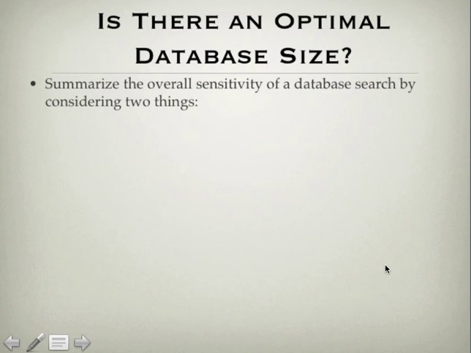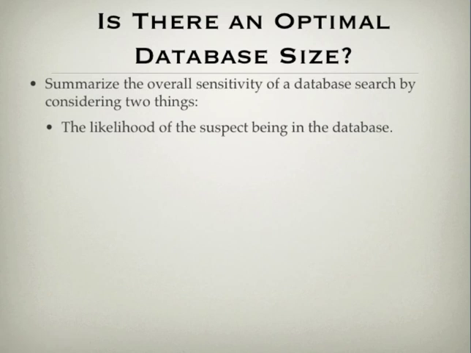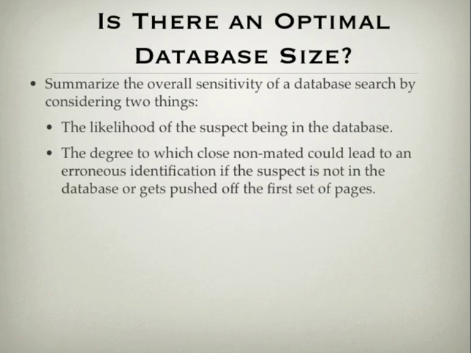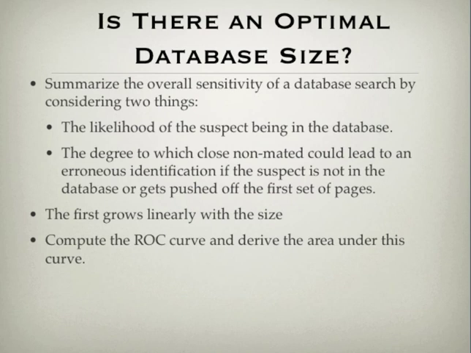Well, let's summarize the overall sensitivity of database search by considering two things. The first is the likelihood of the suspect being in the database, which is basically the degree to which close non-mated prints could lead to an erroneous identification if the suspect is not in the database or if it gets pushed off the first set of pages. So the first one here, the likelihood of the suspect being in the database, that grows linearly with the size of the database. The second is the degree to which the close non-mates could lead to an erroneous identification, that grows non-linearly. So we're going to compute the ROC curve and derive the area underneath this curve.